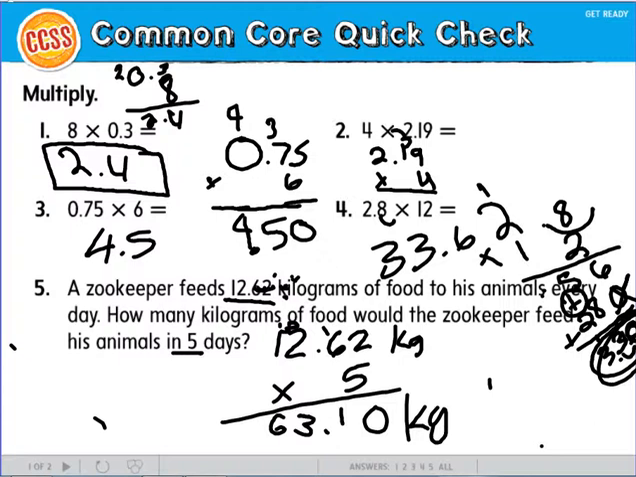Alright. Last one. We talked about this before we started doing our problems. We had it set up. We have 12 and 6200ths times 5. So 5 times 2 is 10. Carry the 1. 5 times 6 is 30, plus 1 is 31. Carry the 3. 5 times 2 is 10, plus 3 is 13. Carry the 1. 5 times 1 is 5, plus 1 is 6. So we have 6, 3, 1, 0 as our answer. We have 2 decimal places here, so we need 2 in our answer, which is there. And our answer has to be in kilograms. So 63 and 1000ths kilograms.